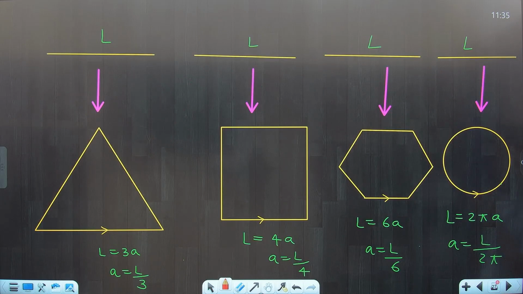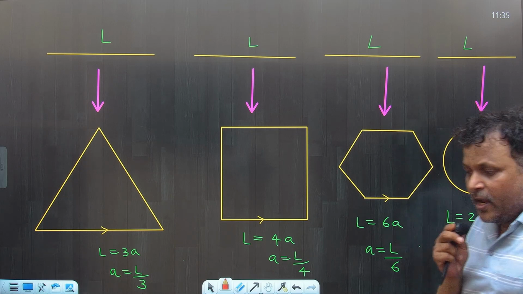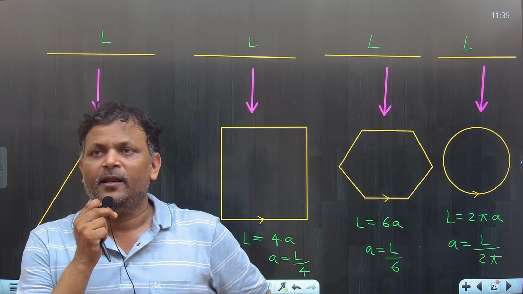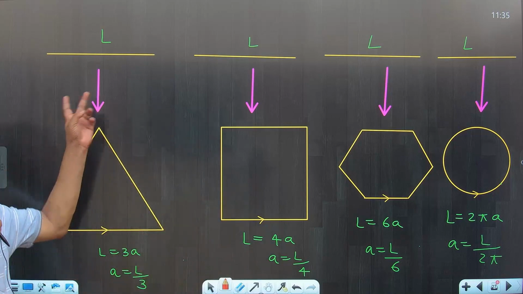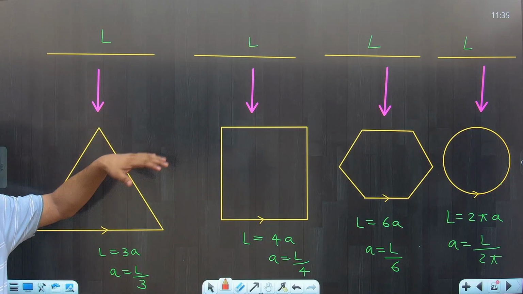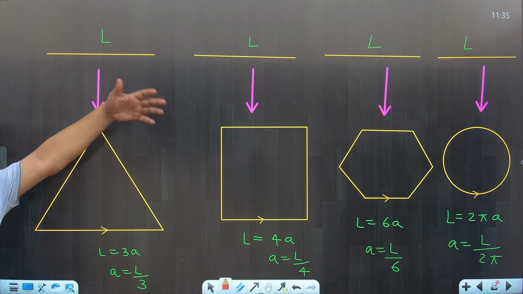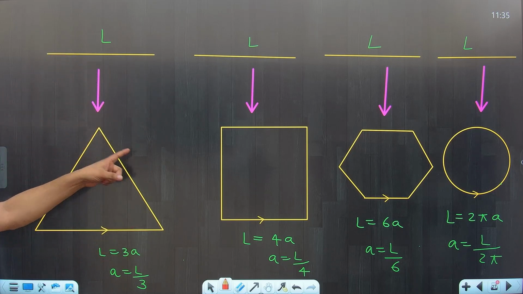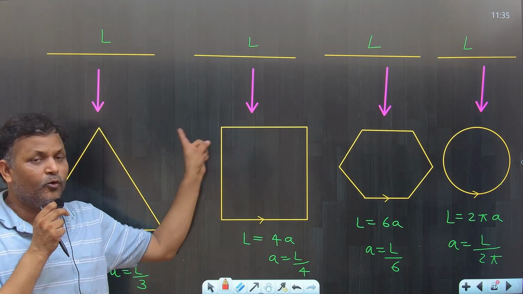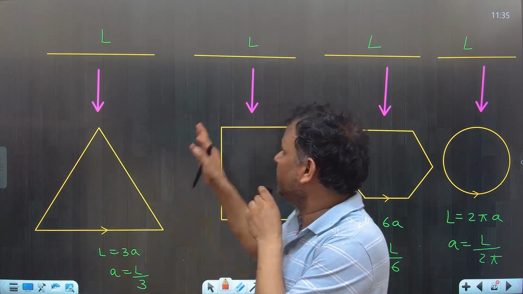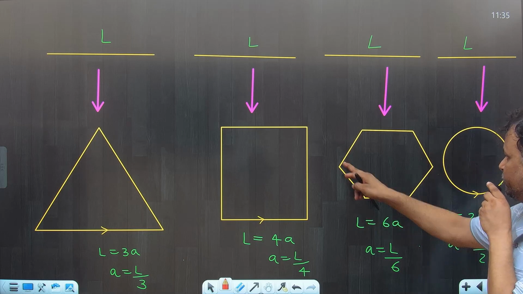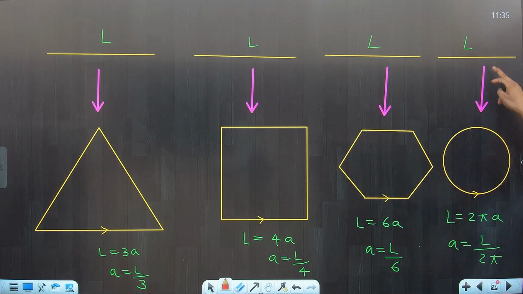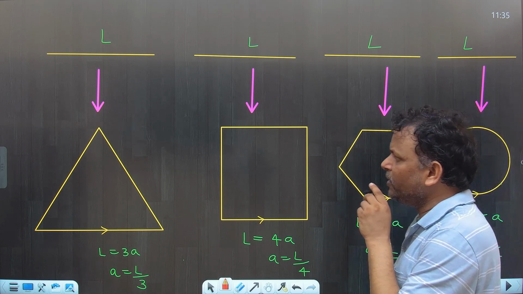So now let us come to another problem. It is very interesting. We have 4 wires of the same length L, and we are making different figures. From this wire I am making an equilateral triangle. From this wire I am making a square loop. From this wire of length L I am making a hexagon, and from this wire I am making a circular loop, right?